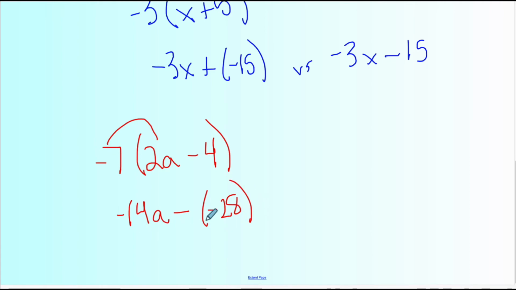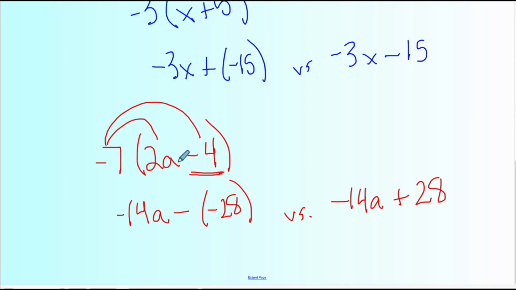Now, another way that you could write this expression is you could write negative 14a, that's not going to change, but you could write plus 28. The reason is when you're distributing this negative 7, since this 4 is being subtracted, another way to read this is plus negative 4. It means the same thing, but then you'd be doing negative 7 times negative 4, which is positive 28. So you would have negative 14a plus 28. It's a little bit weird, but this expression and this expression mean the same thing. It just depends on how you want to write it.